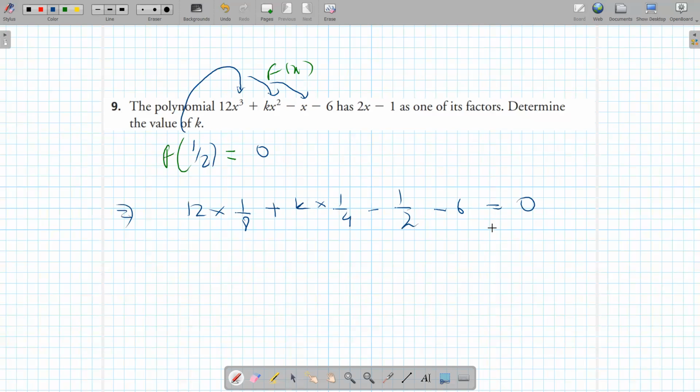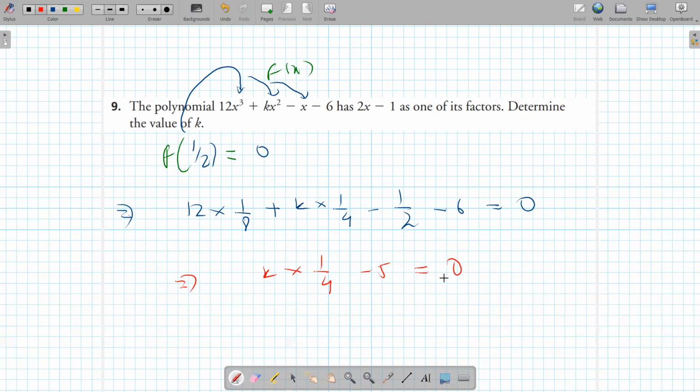How do we solve this linear equation for k? You add 6 and 1 over 2. You can also add the very first term here. You see, this is a pure number. This is a pure number. This is a pure number. So we can add all three of these. These are like terms. So let's go ahead and do that. 12 divided by 8 minus 1 over 2 minus 6. So that gives me minus 5. So I got k times 1 over 4 minus 5 equals 0.